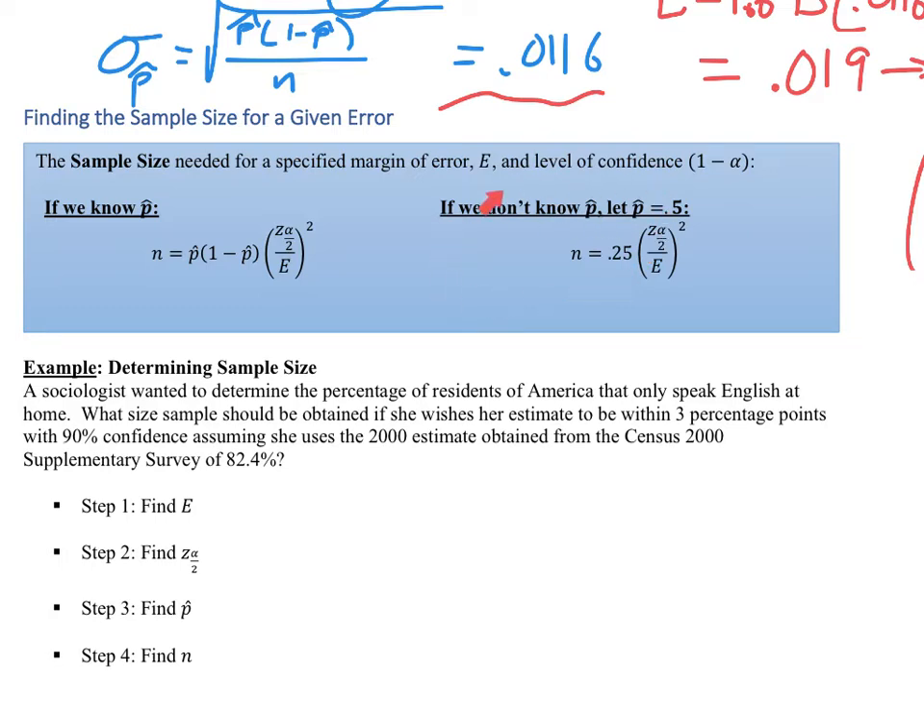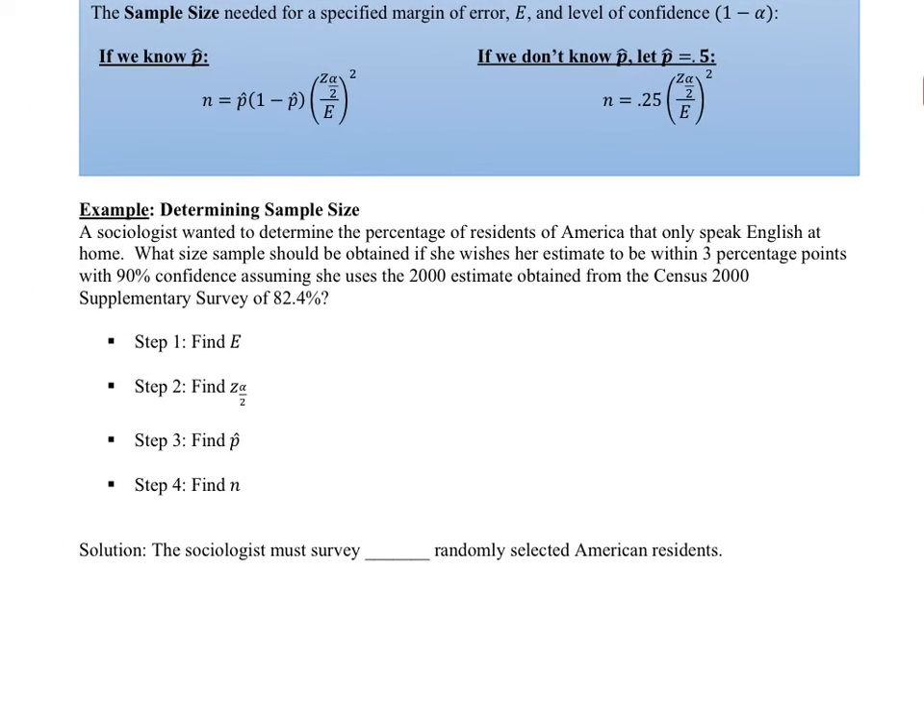If we don't know p hat, we can just let p hat be 0.5. And what happens is this becomes 0.5 times 0.5 or 0.25. So if we don't know p hat, we can use this here. All right, so let's see how that works.